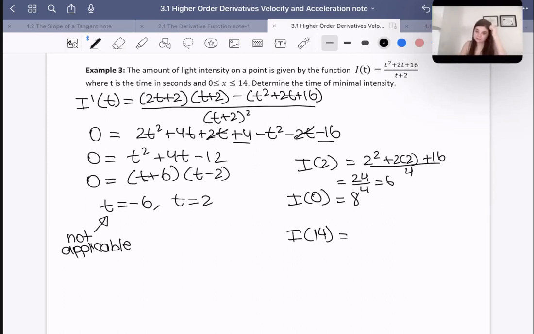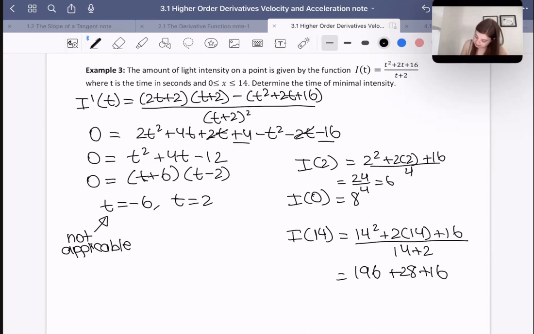And then I of 14 would be 14 squared plus 2 times 14 plus 16, over 14 plus 2. So that's equal to 196 plus 28 plus 16, divided by 16, which is equal to 15. Okay, so what's our highest value here? Or actually, no, they just asked for minimal intensity. My apologies. So what's the lowest number here that we got? Well, 6, right? 6 is lower than 8 and lower than 15.